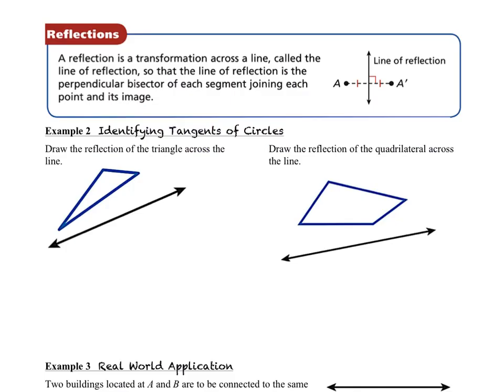So before we go any further, I just want to remind you what the words pre-image and image mean. The pre-image is before the transformation has taken place. And the image is what we call the picture after the transformation has taken place. The formal definition of a reflection is a transformation across a line. The line is called the line of reflection, and it is the perpendicular bisector of each segment joining each point and its image.